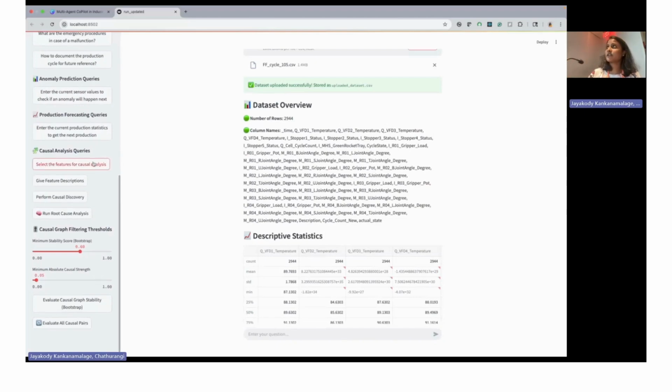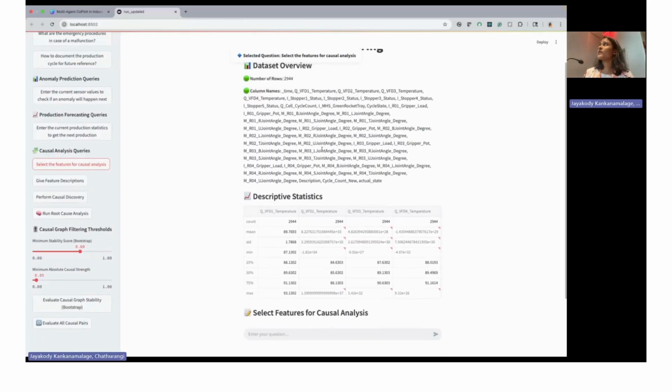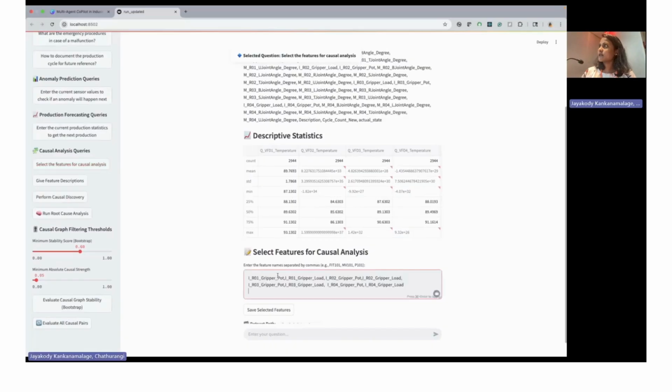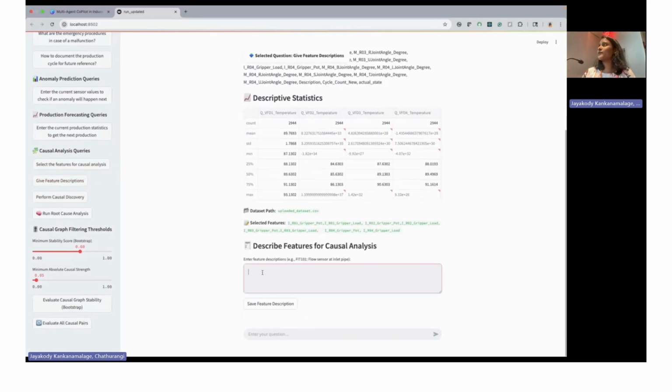So first, the user can select some of the variables among this whole set of variables that he wants to use in the causal discovery process. So let's take 8 variables relevant to the potentiometer and the load cell sensors of the 4 robots that we have. And the user can save these features for causal discovery, and then he can again give some descriptions of these variables. So this is a copilot system, so we want this to be more interactive with the user.